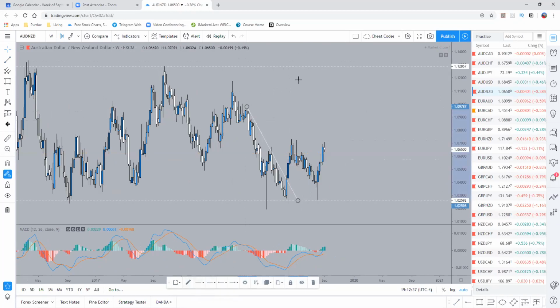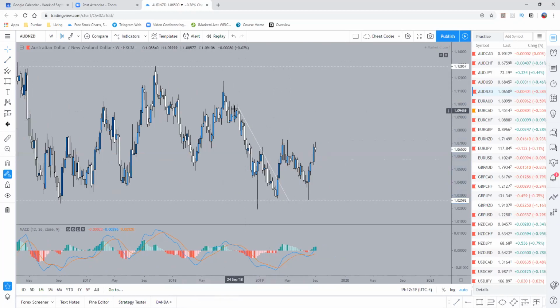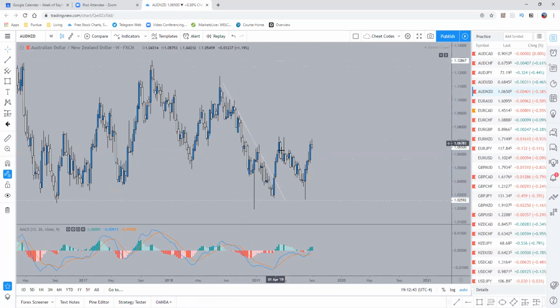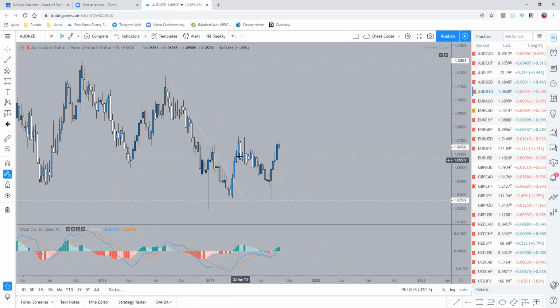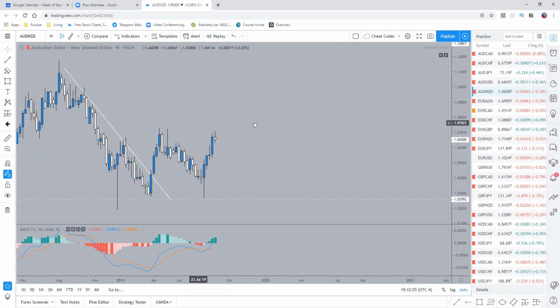And I'll explain this. I'm drawing this downtrend because obviously I saw this downtrend right here, and I saw it made a major break right here. It broke the downtrend really strongly. And let me make it thicker. And then it gave us a huge correction.